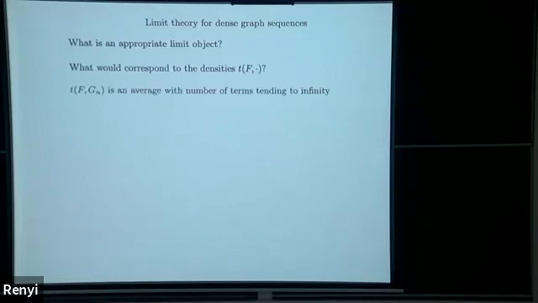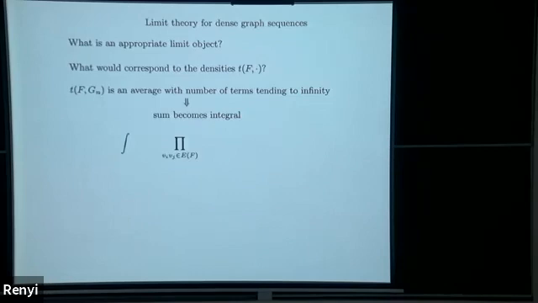So let's look at the formula. This t(F, G_n) is an average of these products where the number of terms is typically tending to infinity. If the number of vertices in G_n tends to infinity, then I'll have an average where the number of terms tends to infinity. Now this is an average, so the natural limit, at least to me as an analyst, should be an integral. So the limit of averages where the number of terms tends to infinity should look somewhat like an integral in an appropriate sense.